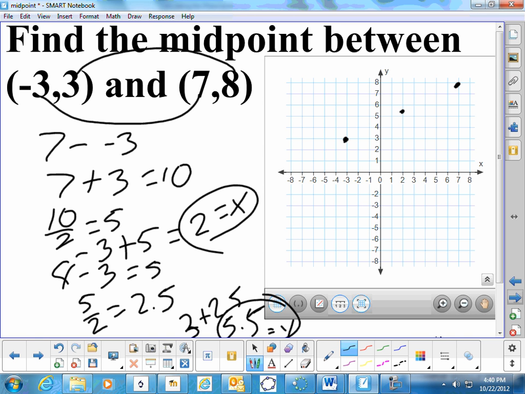So be careful with the negatives. Maybe drawing a picture will help you know that the distance between a negative and a positive is further than just the distance between the absolute value of the numbers. So that's how you can find the midpoint between 2 points. You can do it graphically, you can do it mathematically.